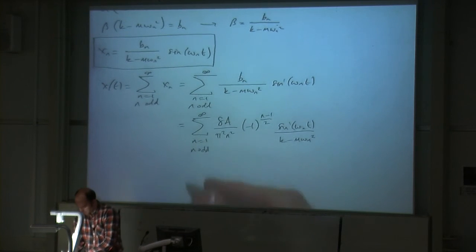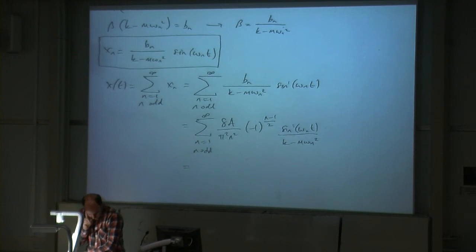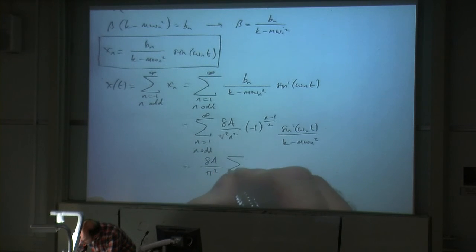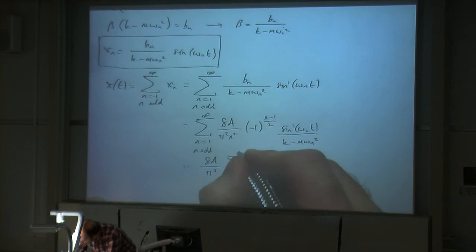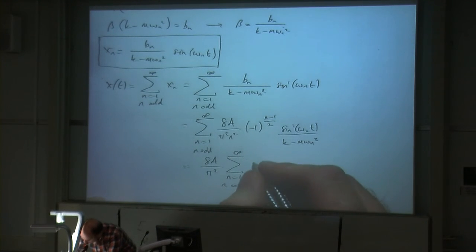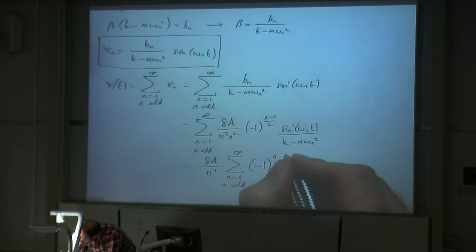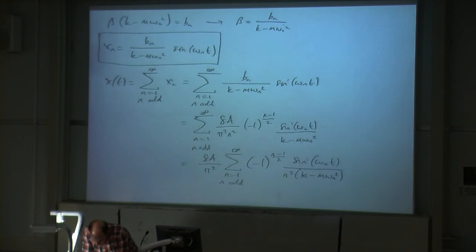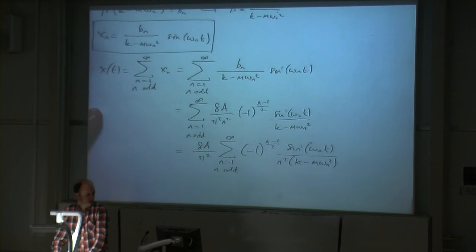And we can simplify this further. We know that 8a over pi squared is a constant, so we can take that outside of the sum. Minus 1 to the power of n minus 1 over 2, times sine omega_n t, divided by n squared times k minus m omega_n squared. So there's the solution.